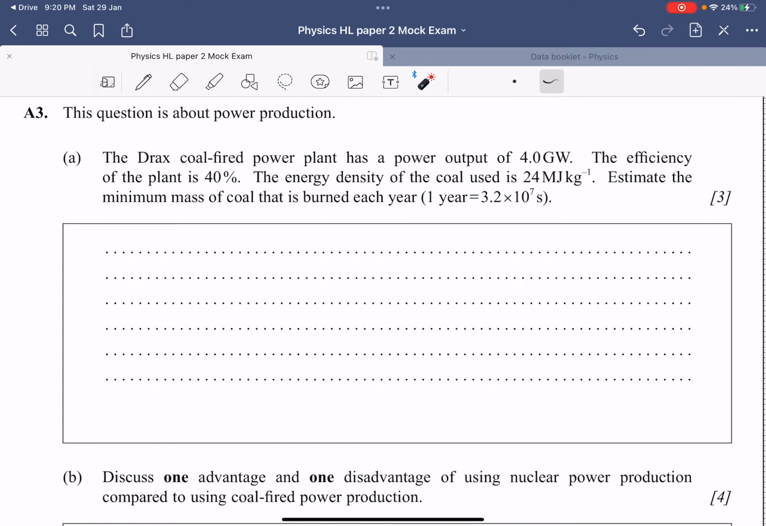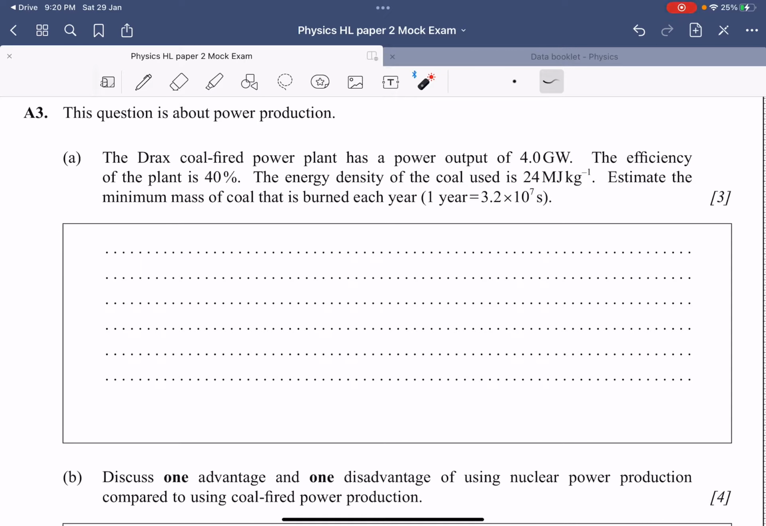Hello. So this problem is a Physics SL and HL Paper 2 practice. It's a real exam question and it is about power production. Question A reads: the Drax coal-fired power plant has a power output of 4 gigawatts.